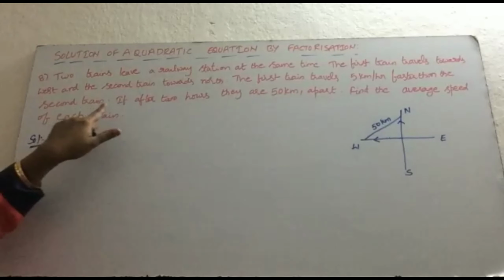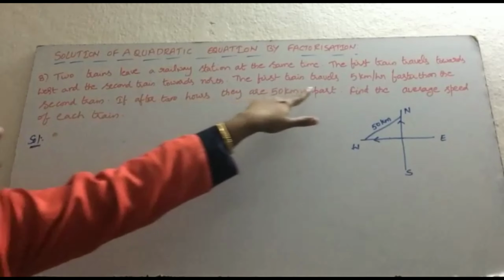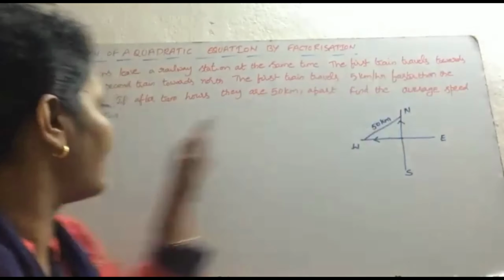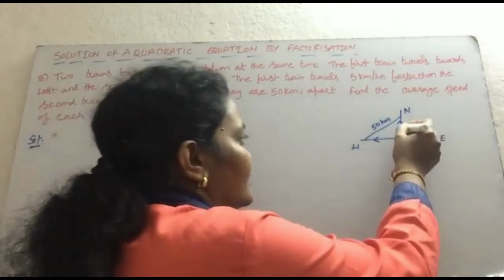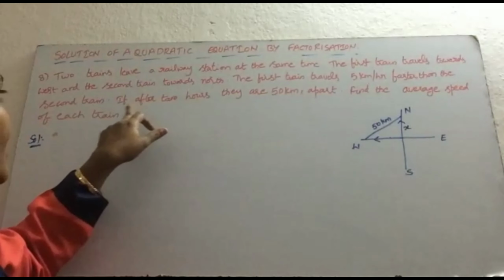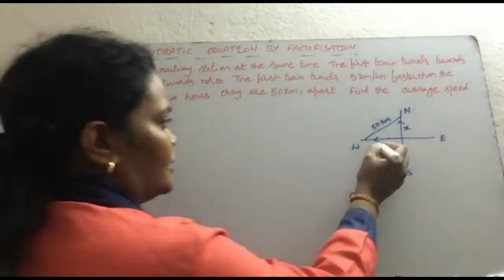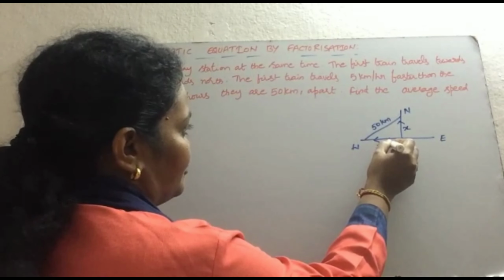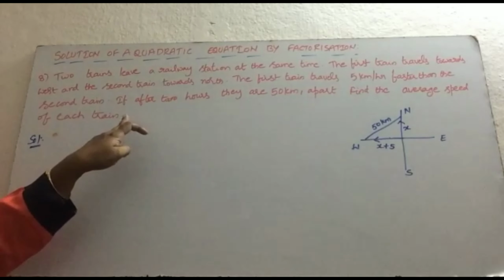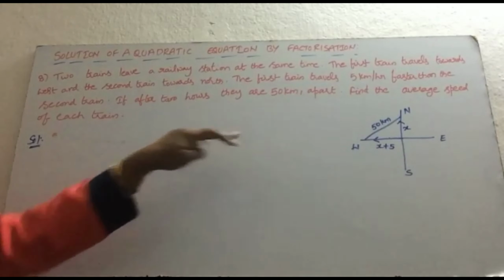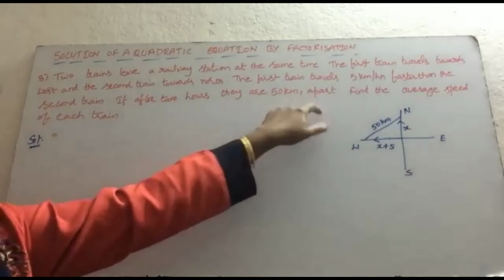First we will take the first train travels 5 km per hour faster than the second train. So first I will take the second train will be x. Now the first train will be 5 km faster, that means x plus 5. Find the average speed of each train. If after 2 hours they are 50 kilometers apart.